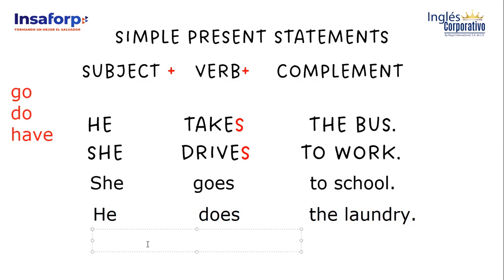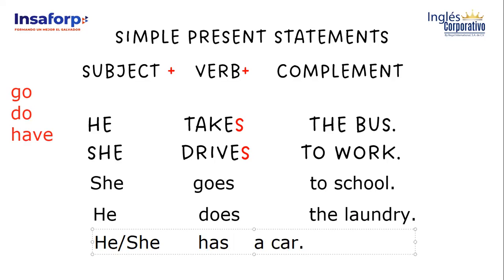Have. He. She. Sería have. ¿O cómo cambiamos este verbo? Has. Bien, muy bien. Have. Can you tell me a complement? She has a car. He has, okay, a car. He or she has a car. So the same.